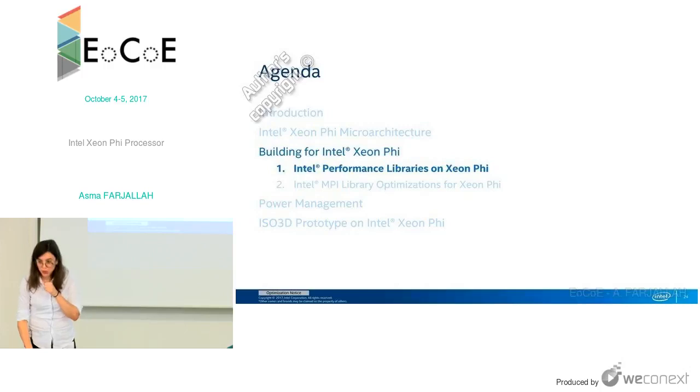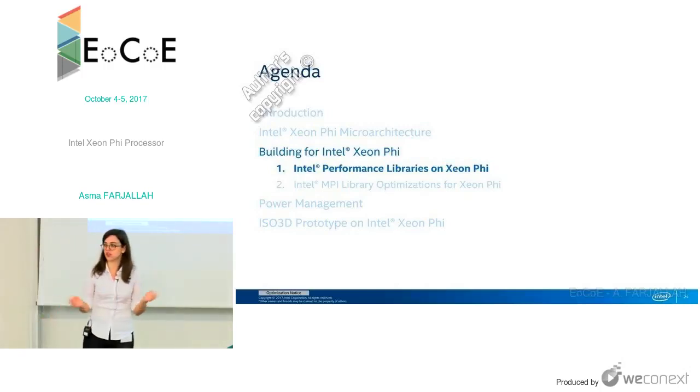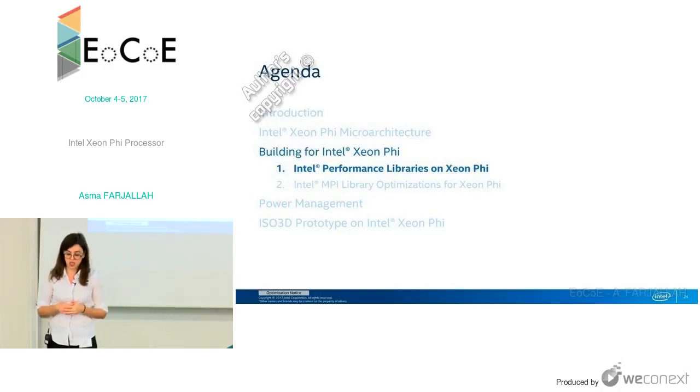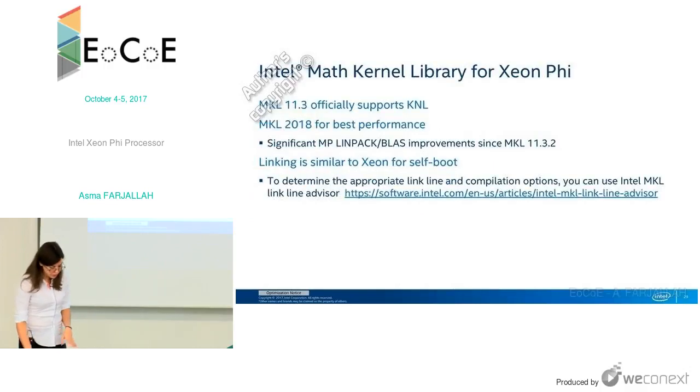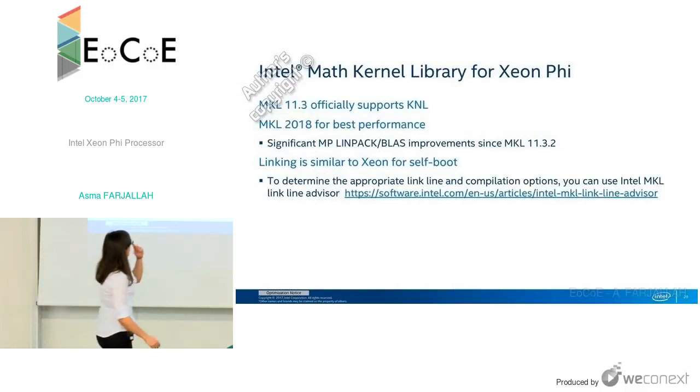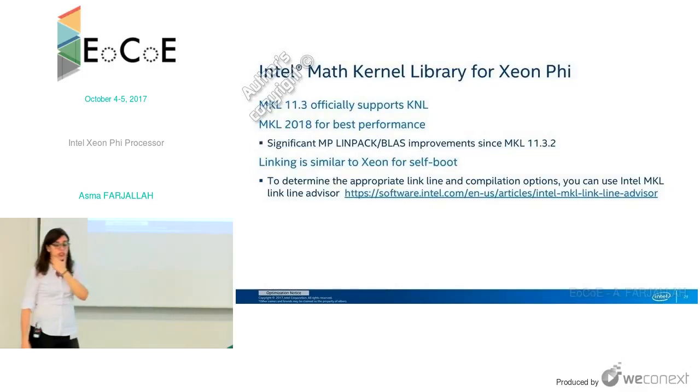So I will go through the BKMs. This is really the outcome of all the work that we've been doing on KNL with some real applications. And 2 points are, for me, performance libraries and MPI. For performance libraries, MKL supports KNL since version 11.3, but we always recommend using the latest one for better performance, of course.